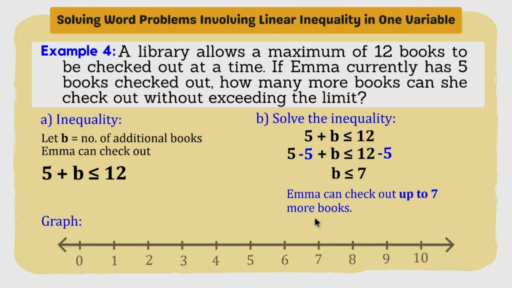Okay, so we have here the graph. Let us locate 7, and then we will use the solid dot or the closed circle to indicate that 7 is included. Okay, saan po tayo mag-shade? Sa baba, dito sa left side or sa right side? Since less than po siya, dito po sa left side. Okay, there you go. That's the solution for number 4.